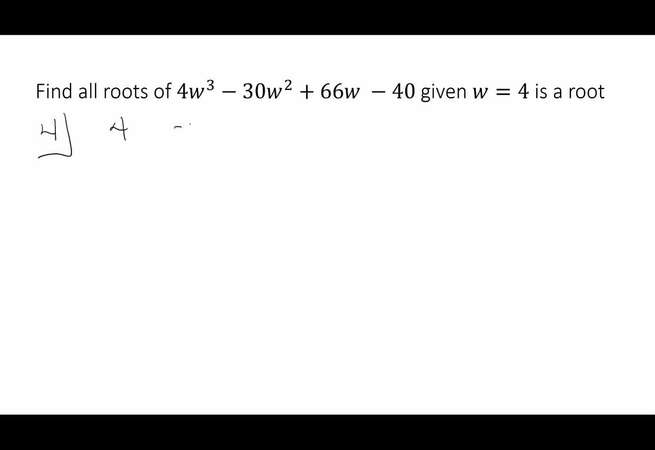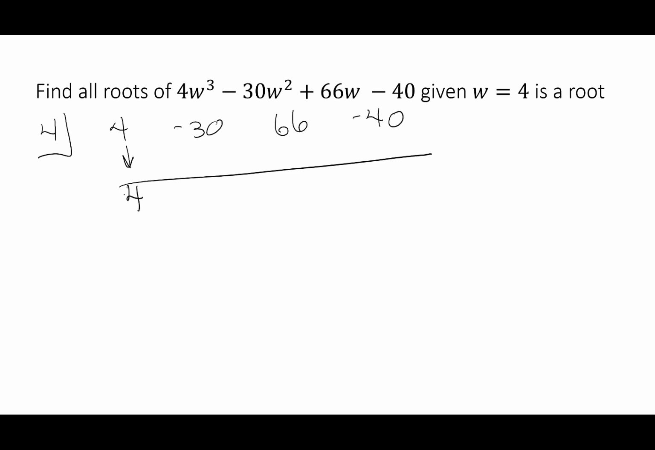I have 4, negative 30, 66, negative 40. And why this is super helpful is I'm taking it from power 3 down to power 2 really quickly, and we're usually pretty good at anything that's power 2, so we can skip looking at Desmos or the TI this time, doing the rational roots, and just jump right into synthetic.